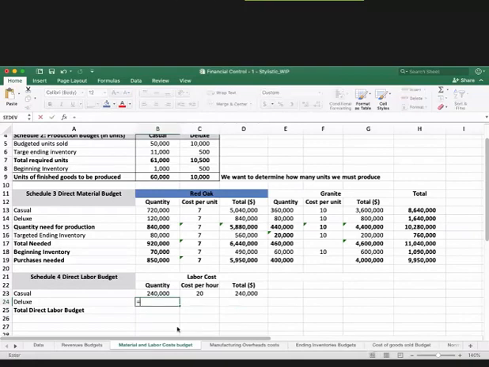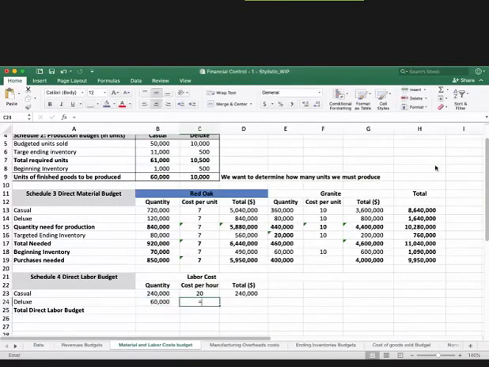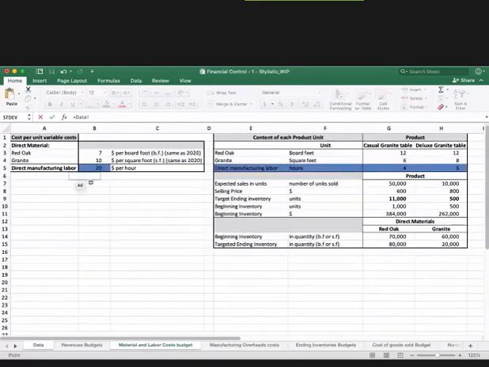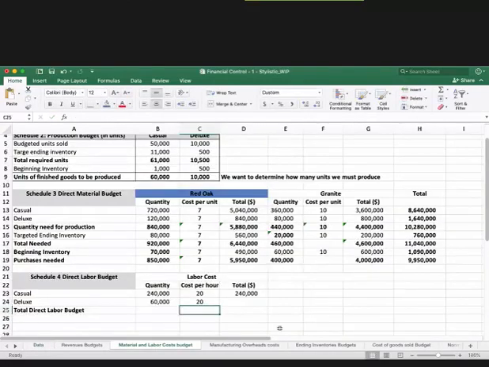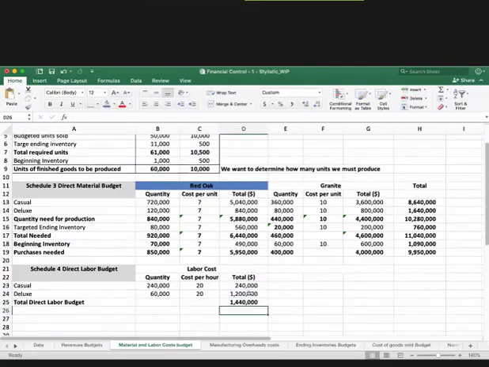And for the deluxe, we do the same thing. We need 10,000 tables to be made, and each time we make one table, we need 6 hours. So we need 60,000 hours, and each time we're going to pay $20. It's going to cost us $20. So we get a total of 1.2 million. And we can maybe sum them up to find the total.